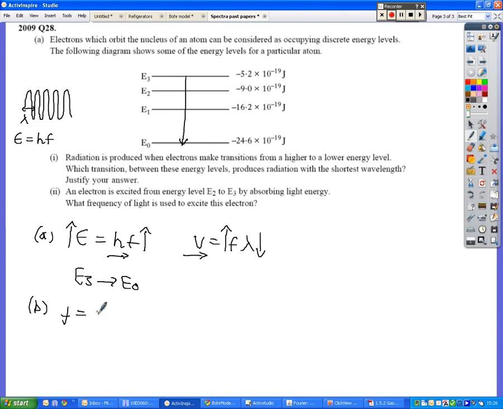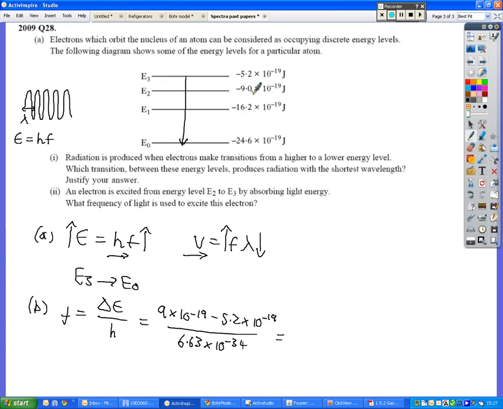So frequency is basically equal to the change in energy divided by Planck's constant. So the change in energy here, as I've done it, is this level minus this level. I've done 9 times 10 to the negative 19 minus 5.2 times 10 to the negative 19, all over Planck's constant of 6.63 times 10 to the negative 34. Because remember, you don't necessarily need to use these negative values. They're just there to indicate that energy is being lost as you move down.